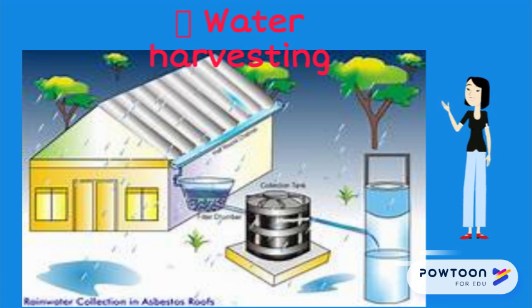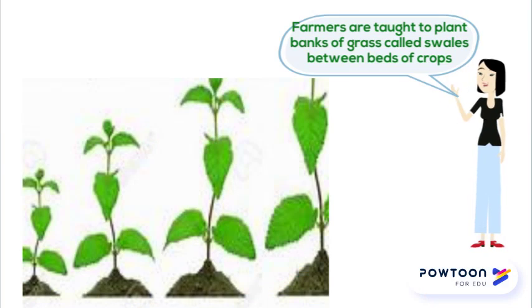Water harvesting. Water is essential for plants to grow, but in much of South Africa, rain falls in heavy storms that last a short time. Farmers are taught to plant banks of grass called swales between beds of crops. The roots of the grass help to keep water in the soil for longer. The plants also prevent the soil from being washed away.